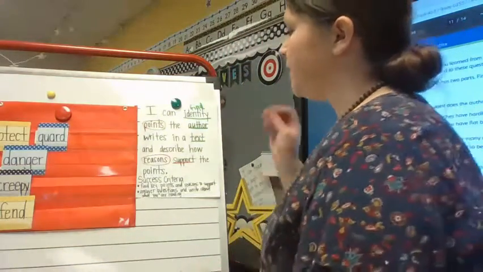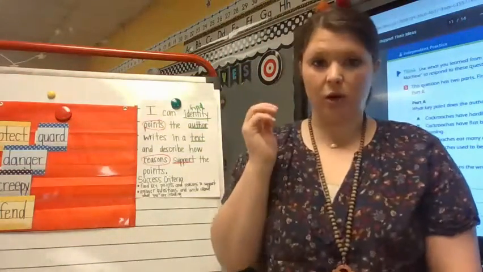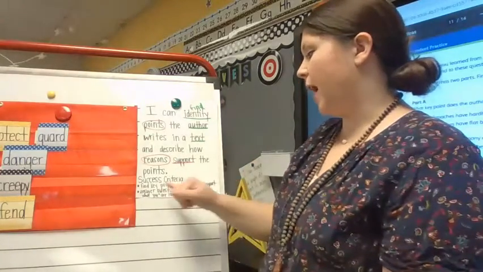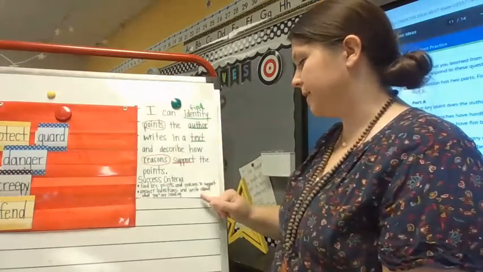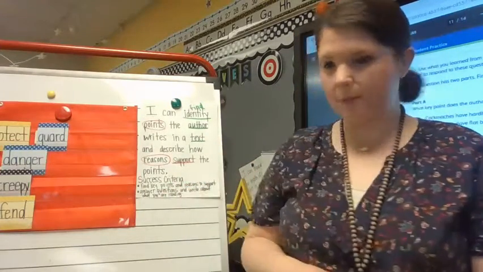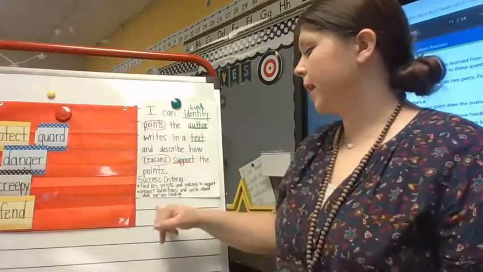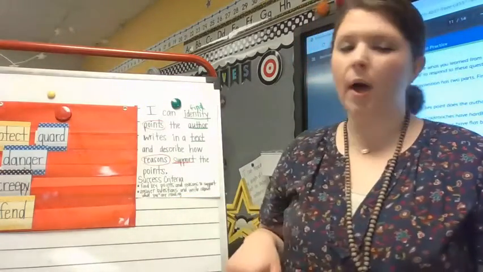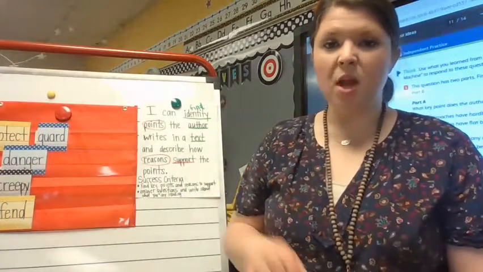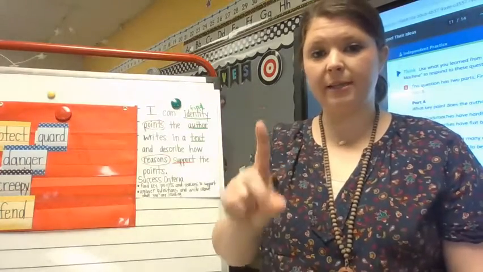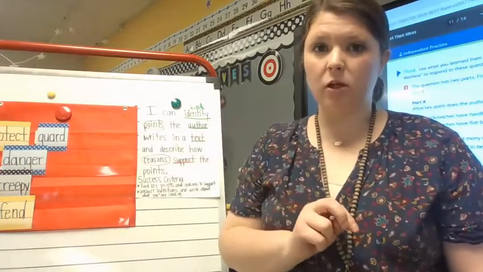So in order for us to be successful with this learning target, we need to be able to find key points and reasons to support the key points. We also need to be able to answer questions and write about what you are reading, okay? So we need to find key points and reasons, and we need to be able to answer questions and write about what we have read, okay?